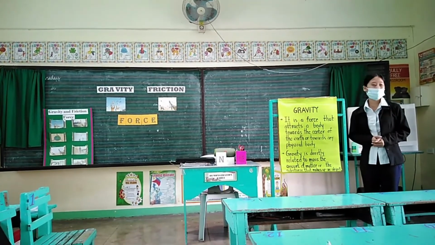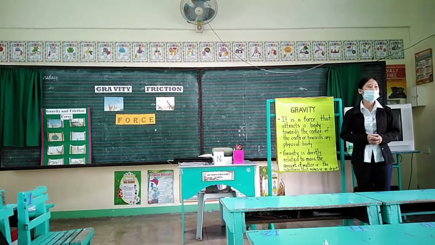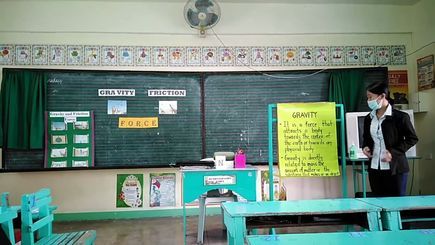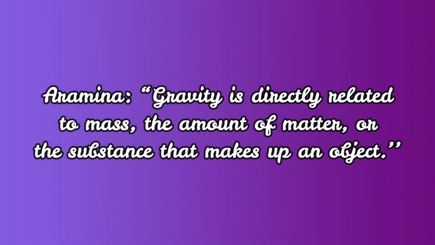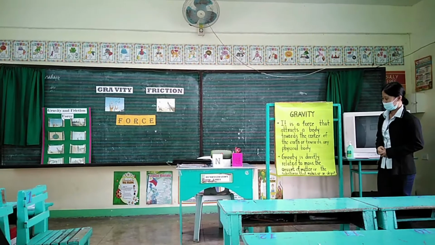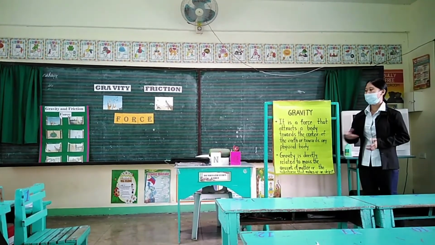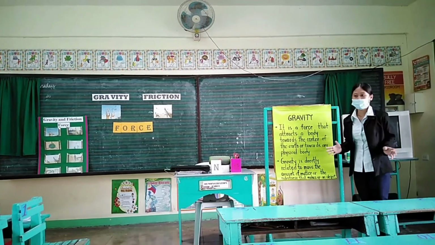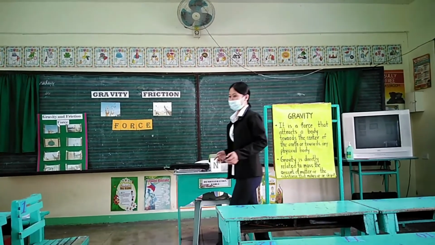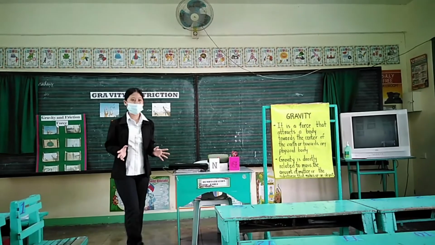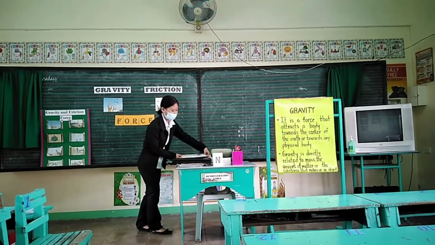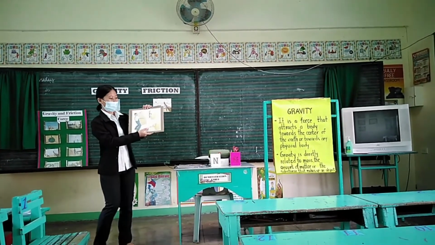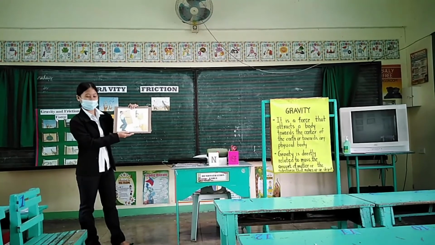Okay, Sir Isaac Newton was the scientist who discovered the principle of gravity. And now, Aramina, can you please read the second sentence? Thank you. You may now take your seat. So, it means that anything that has mass has gravity. And the more mass, the more gravitational pull an object has. For example, a man and a woman lifting a box.